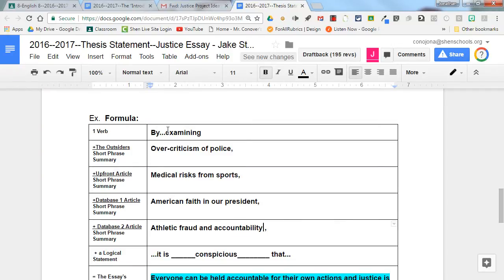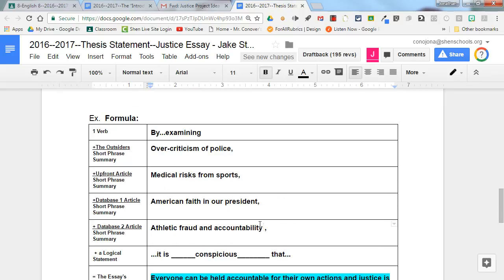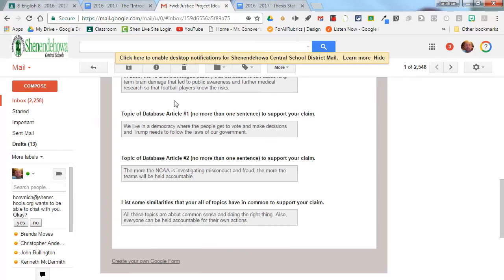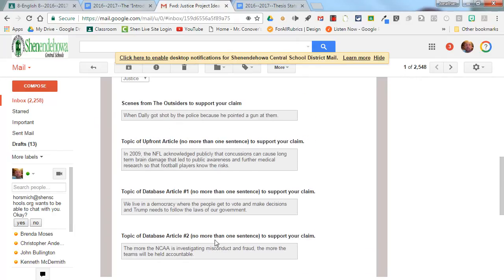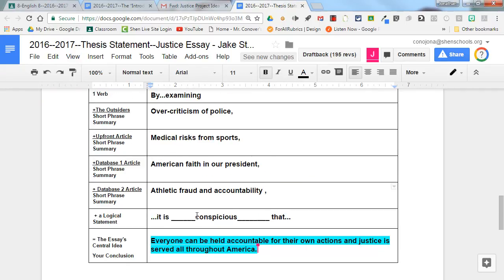Let's take a look. By examining over-criticism of police, medical risks from sports, American faith in our president, and athletic fraud and accountability, it is conspicuous that everyone can be held accountable for their actions and justice is served throughout America. Jake Stack, wonderful job. That is a terrific thesis statement. And how did he get it? By breaking it down, by going through and taking a look at the big issues that each one of these had. You summarized it in one sentence. Your goal is to summarize it in a short phrase or a short problem. So that's kind of how you put it together.